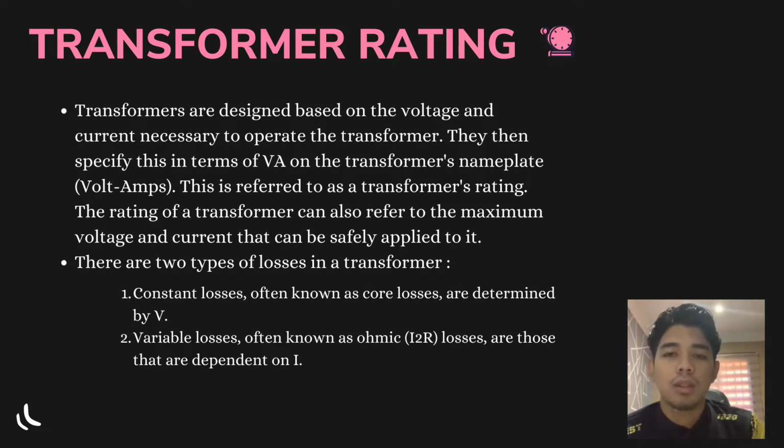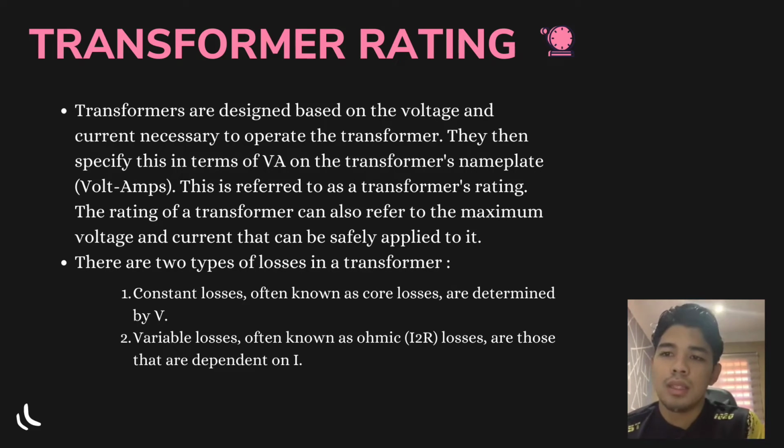There are two types of losses in a transformer. First, constant losses, often known as core losses, are determined by V. Variable losses, often known as I square R losses, are those that depend on I. As a result, total losses are determined by V and I.